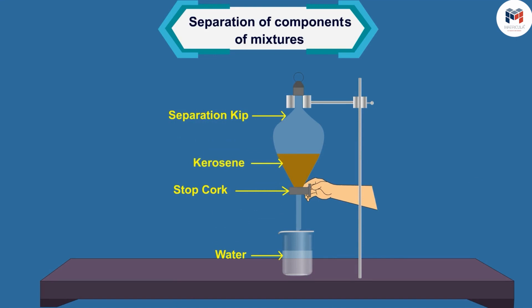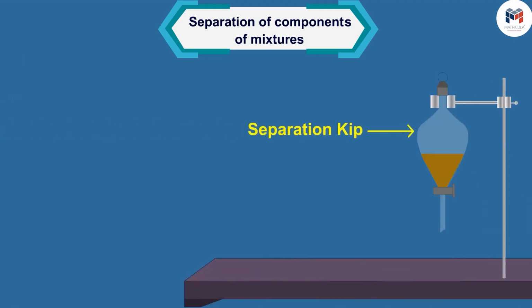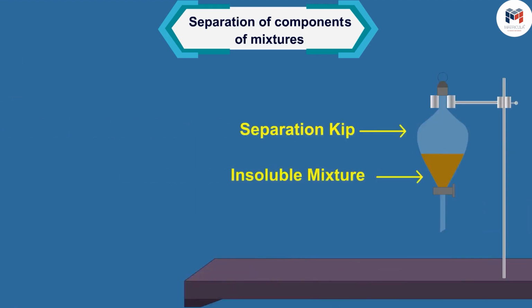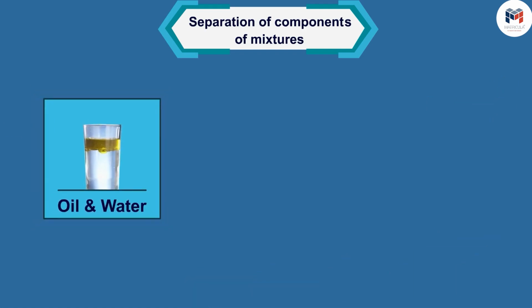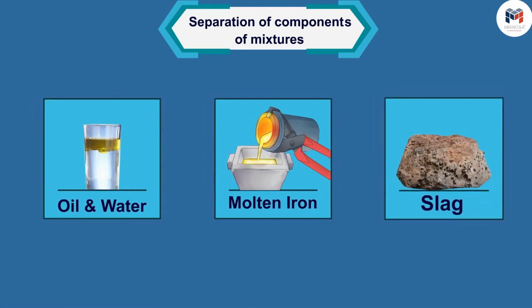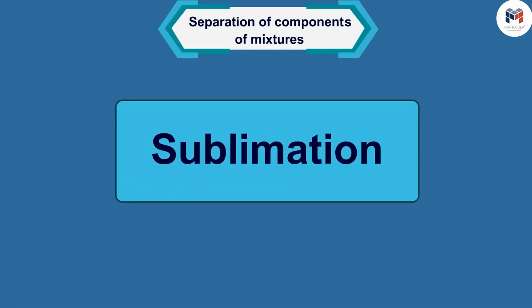In this way, we can see that the liquids which are not soluble among themselves can separate into different layers according to their density. Therefore, with the help of the separation funnel, mixtures of insoluble liquids such as water and oil, molten iron and slag, etc. can be separated. Let us now learn about the next technique, sublimation.